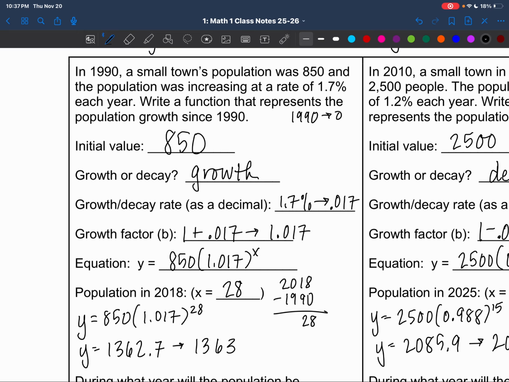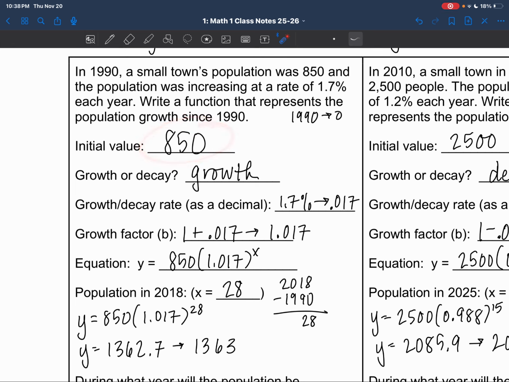So be very careful when you're entering in your information. So we started with 850 and it's increasing. So it's going to be growth. And we need to convert the rate to a decimal. So we're going to take this, and we're going to move the decimal twice. And you get 0.017. Now that we've got this, and it's a growth factor, since we're growing, you're going to go 1 plus that, and you're going to get 1.017.